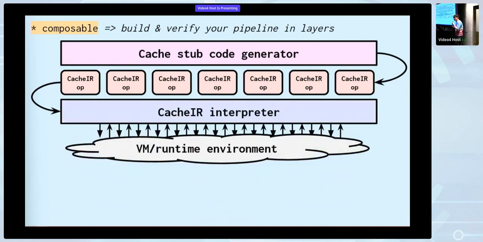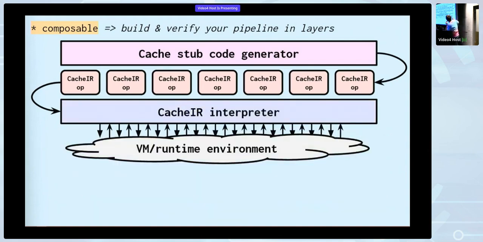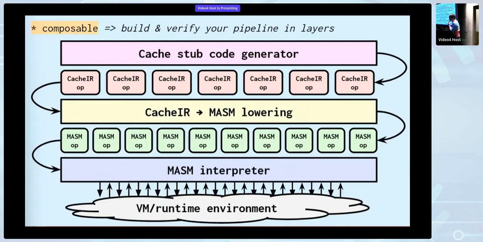You can also swap out pieces of this. So for example, instead of going from your code generator to a lowering to macroassembler, you could implement an interpreter directly for cache-ir that talks to the world directly. And in the future, we'd like to do some stuff about equivalence checking between, say, a cache-ir interpreter and a cache-ir to macroassembler lowering combined with an interpreter.